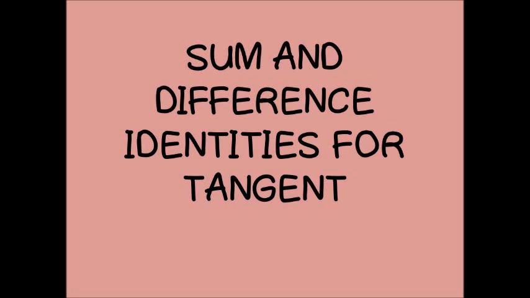Okay, so we're wanting to look at sum and difference identities for tangent. First let's start off by looking at tangent A plus B. The first thing that we always do is expand it. We know that tangent is always represented as sine A over cosine A, and so tangent A plus B can be sine A plus B over cosine A plus B.